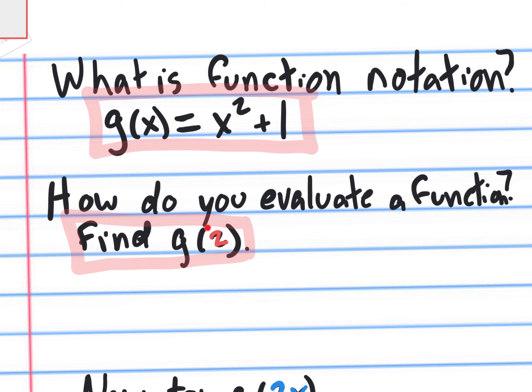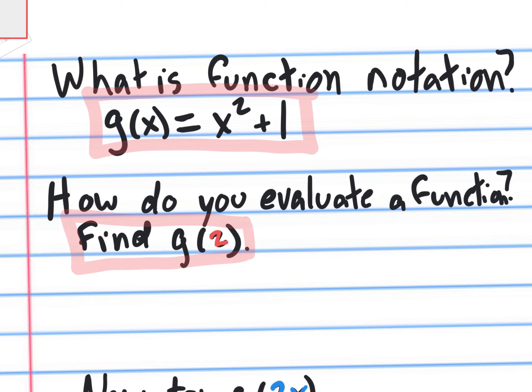Right here with function notation, they're telling you, I want you to go to the g of x function, and I want you to replace the x with 2 and do the math. That's a really quick way of saying that. Go to your g of x function, plug in 2, do the math. Instead of writing out all those words, you could just say find g of 2.